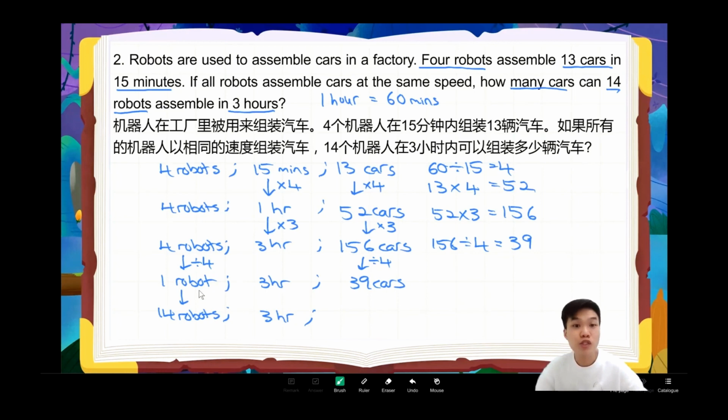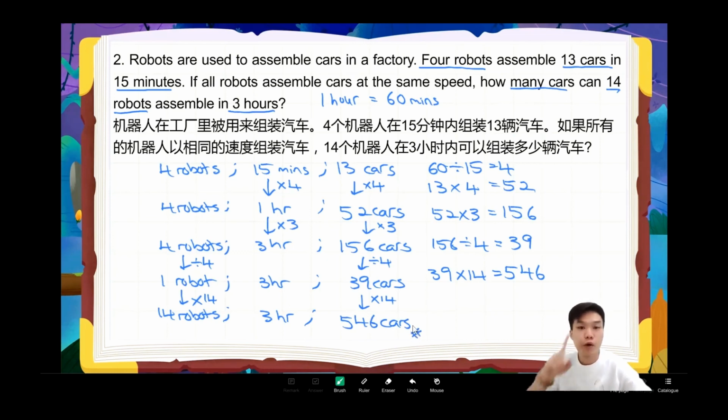From 1 robot to 14 robots, we times 14. So do the number of cars times 14. 39 times 14 equals 546. Therefore, in 3 hours' time, 14 robots can assemble 546 cars. And that's how we solve this question.